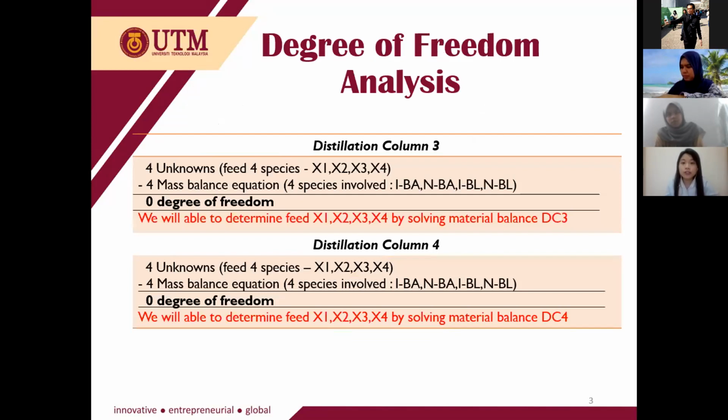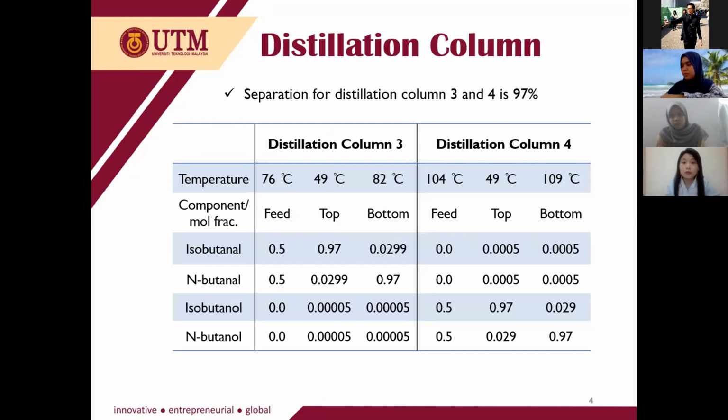Next, a degree of freedom analysis is done. It shows that distillation column 3 and distillation column 4 have 0 degrees of freedom. So it means we can obtain and solve the material balance at distillation column 3 and distillation column 4. For the distillation columns, we assume the separation of distillation columns 3 and 4 is 97%. In the table, you can see the temperature for distillation columns 3 and 4 for feed, top and bottom temperature, and the mole fractions for each component of isobutanol, N-butanol, isobutanol, and N-butanol. And the purity of the product we obtain is 97%.